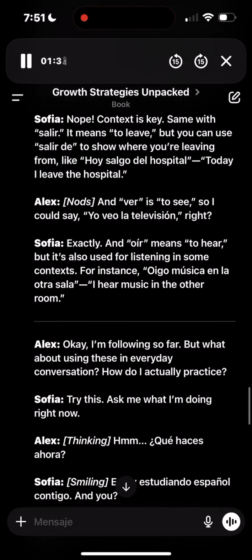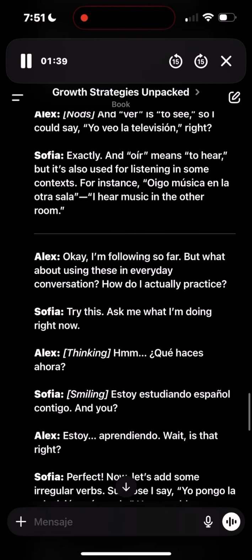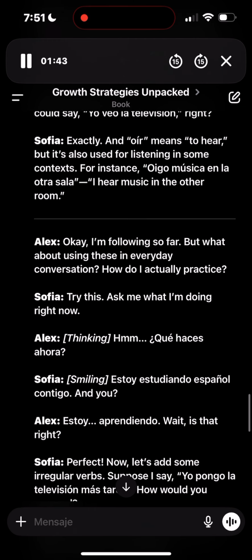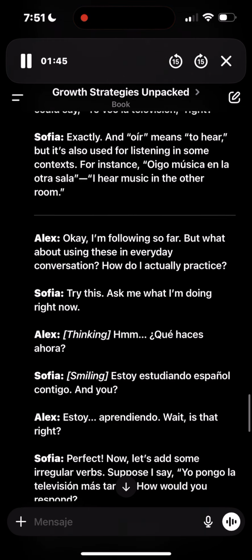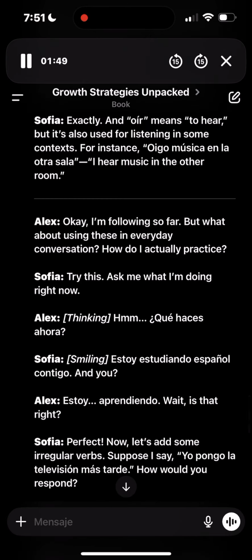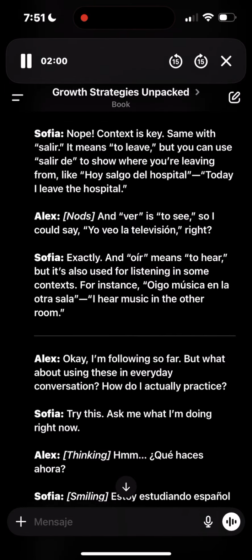Oh, so poner isn't just about physically placing something? Nope. Context is key. Same with salir. It means to leave, but you can use salir de to show where you're leaving from, like hoy salgo del hospital. Today I leave the hospital. And ver is to see. So I could say yo veo la televisión, right? Exactly. And oír means to hear, but it's also used for listening in some contexts. For instance, oigo música en la otra sala. I hear music in the other room.